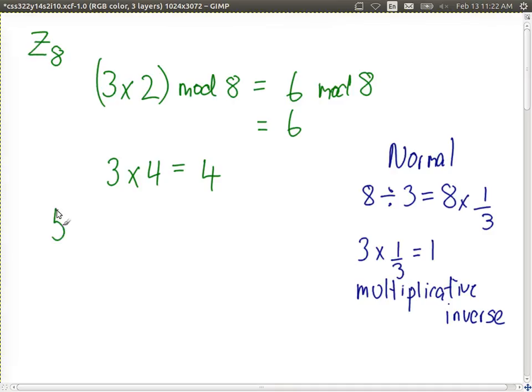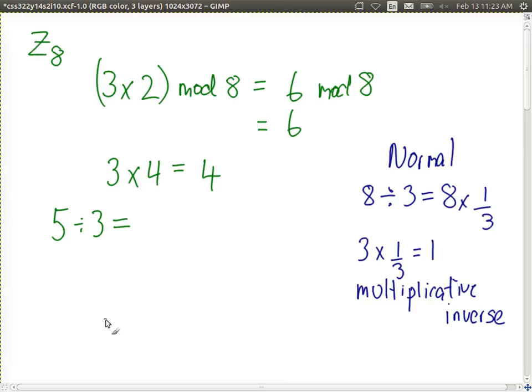What's 5 divided by 3 in mod 8? Division is the same as multiplying by the multiplicative inverse. Dividing by 3 is the same as multiplying by the inverse of 3. What is the inverse of 3 in mod 8?